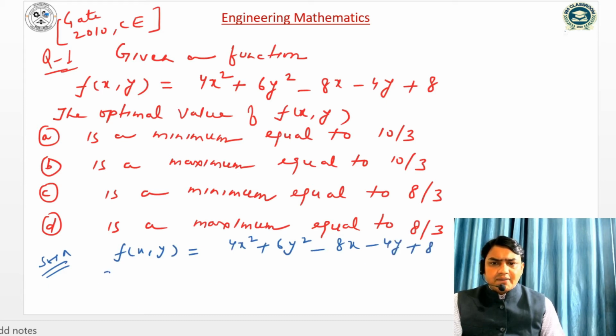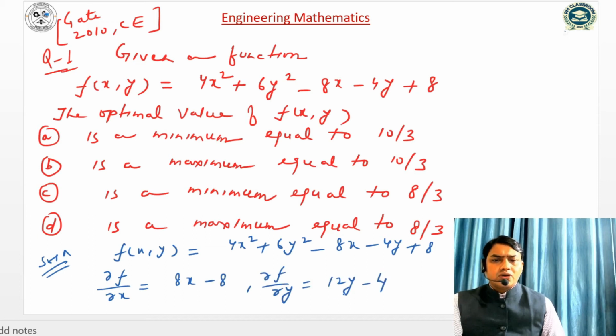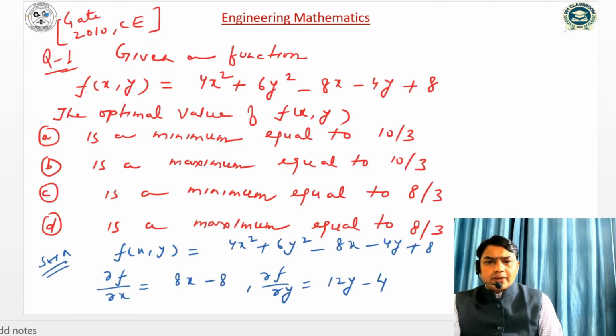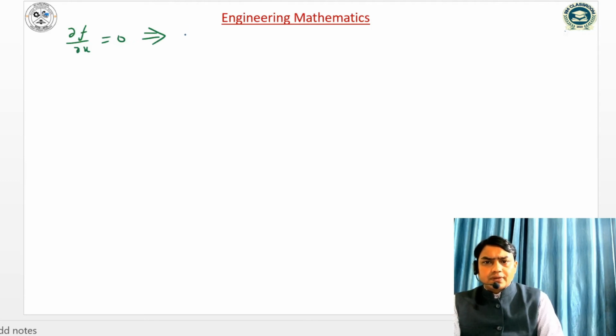f(x,y) is given as 4x square plus 6y square minus 8x minus 4y plus 8. Firstly we have to find del f by del x. So del f by del x is 8x minus 8. Similarly, del f by del y is 12y minus 4. For a stationary point we have to put del f by del x and del f by del y as 0. So 8x minus 8 is equal to 0, which implies x is equal to 1.